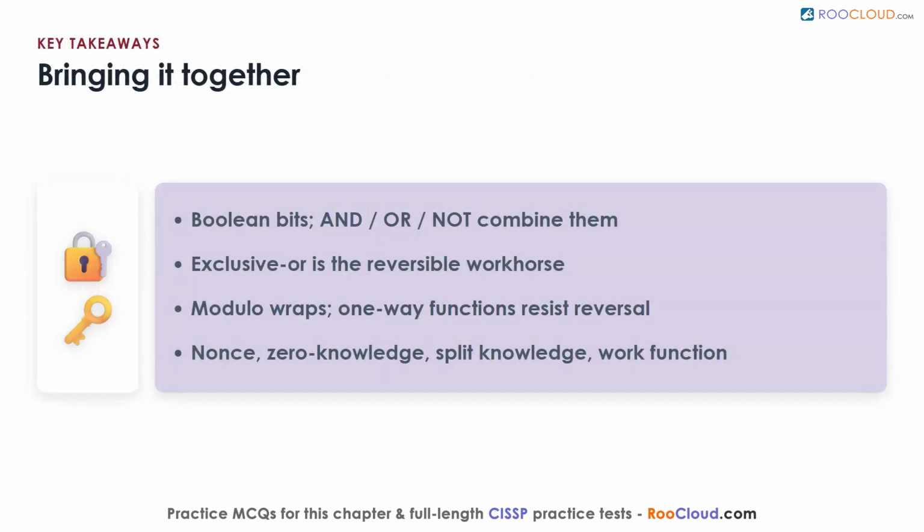So let's bring it together. Cryptography runs on Boolean math, just ones and zeros. And, or, and not combine bits, while exclusive or does the reversible heavy lifting. Modulo wraps values around a range, and one-way functions are easy forward but not backward. Nonces add freshness. Zero-knowledge proofs prove without revealing. Split knowledge shares control through M of N, and the work function tells you how much strength you actually need. These pieces assemble into every cipher ahead.